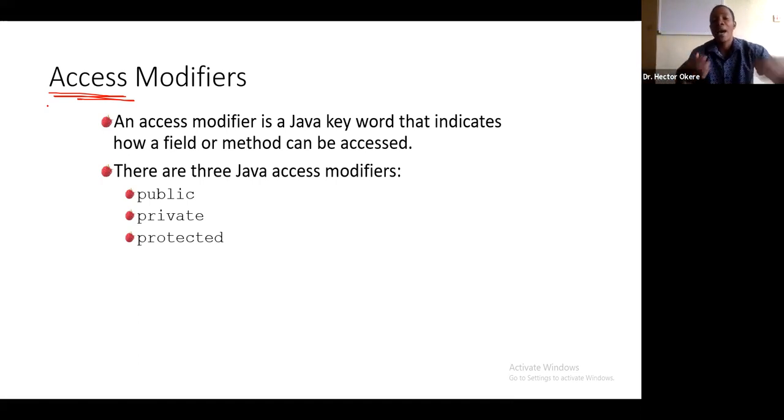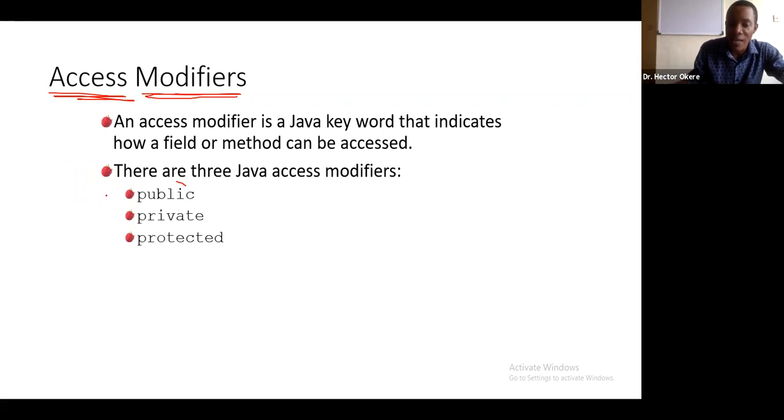So I have access to my phone. Other people don't have access. Maybe I can use my facial recognition, my thumbprint, my voice, or my password, and then I have access to the phone. But if I don't put a password, if I don't lock my phone, if I don't put any security, then anybody can use it. This is what it means for access modifiers for a class.